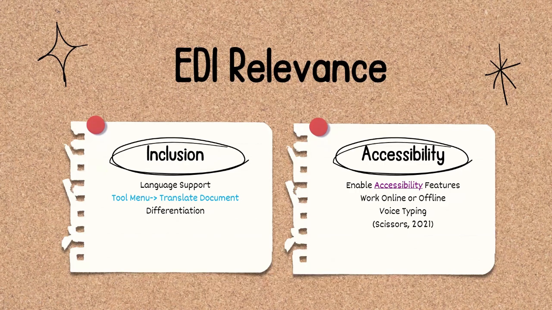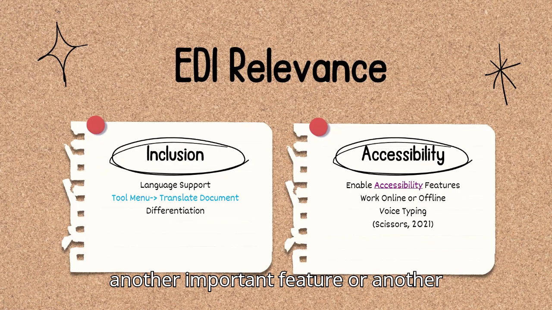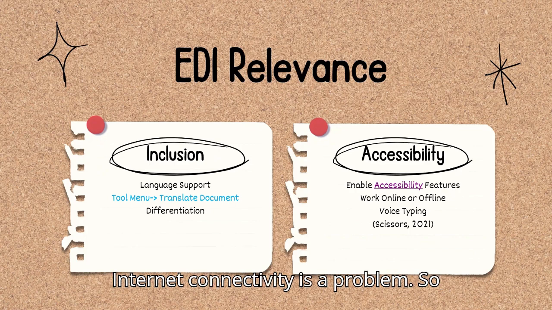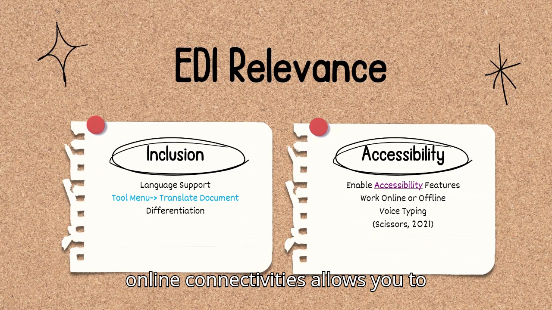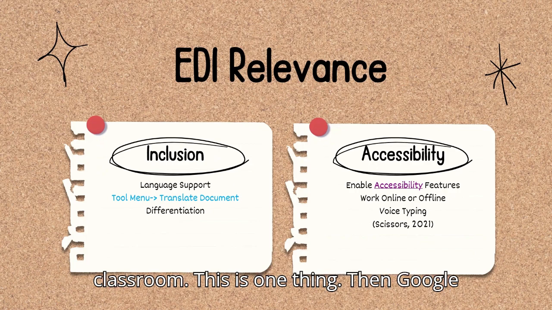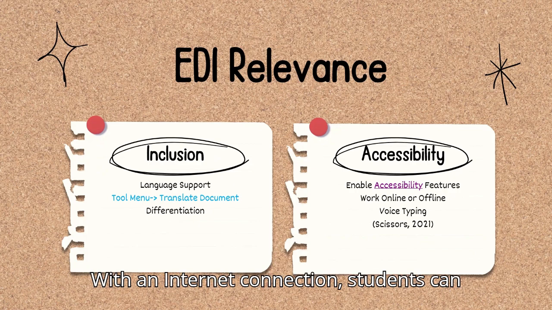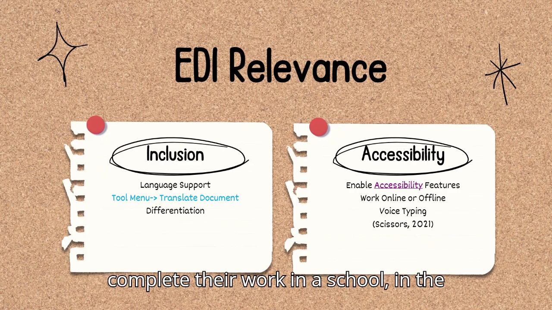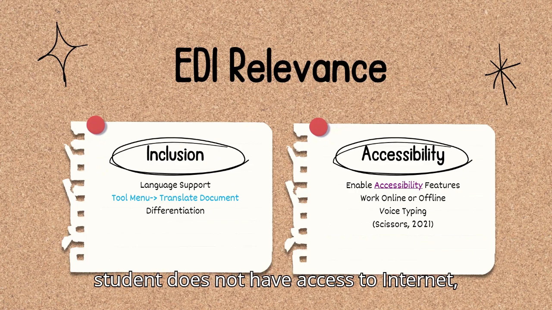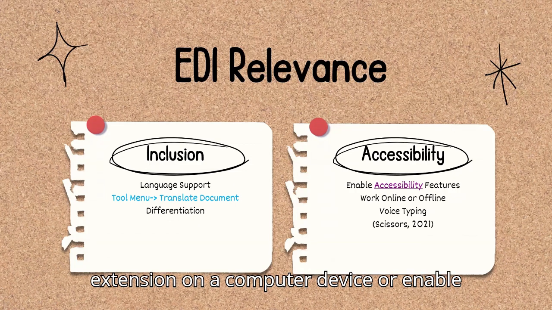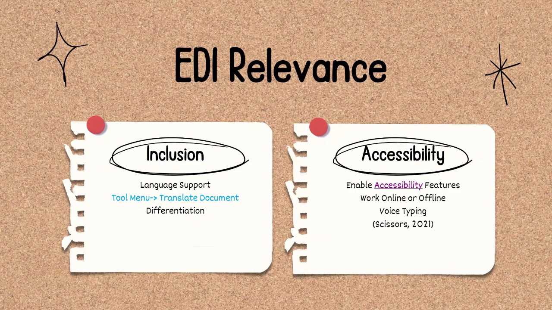Further, another important point which validates accessibility is that students can work online and offline. There are many places where internet connectivity is a problem. So online connectivity allows you to extend learning to places beyond the classroom. Google Slides can be accessed on any device. With an internet connection, students can complete their work in the school or outside the school. If a student does not have access to internet, they can use a Google Docs offline extension on a computer device or enable the available offline feature.